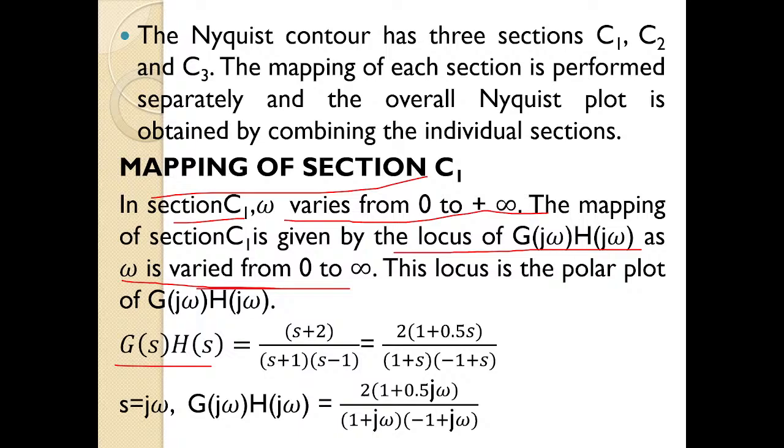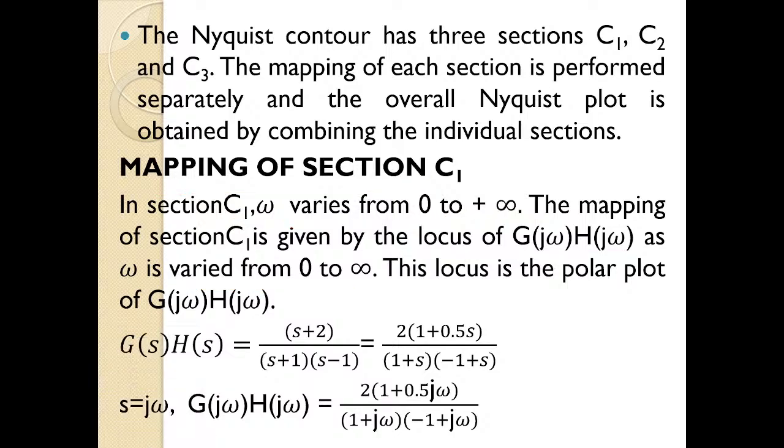Okay. So for g of s, h of s, we have got the whole expression in the form of 1 plus sT for the numerator and denominator first order factors. This is the equation. Now replace s by j omega. So you will get g of j omega, h of j omega equal to 2 into 1 plus 0.5 j omega by 1 plus j omega into minus 1 plus j omega. So just write it down.